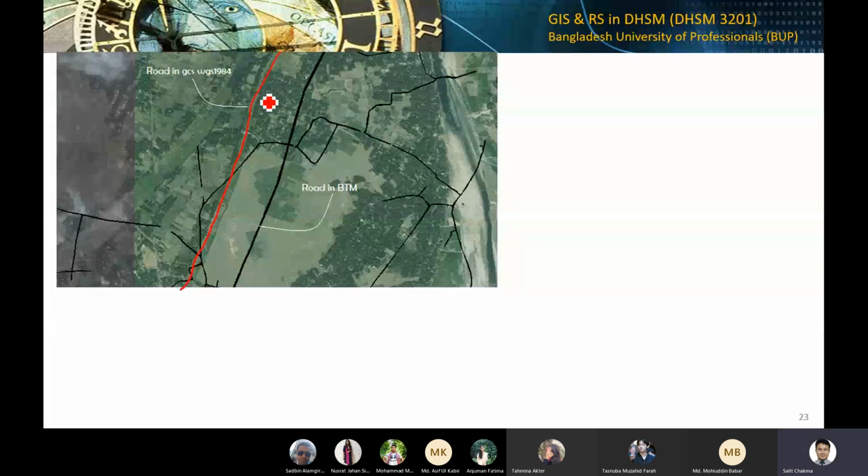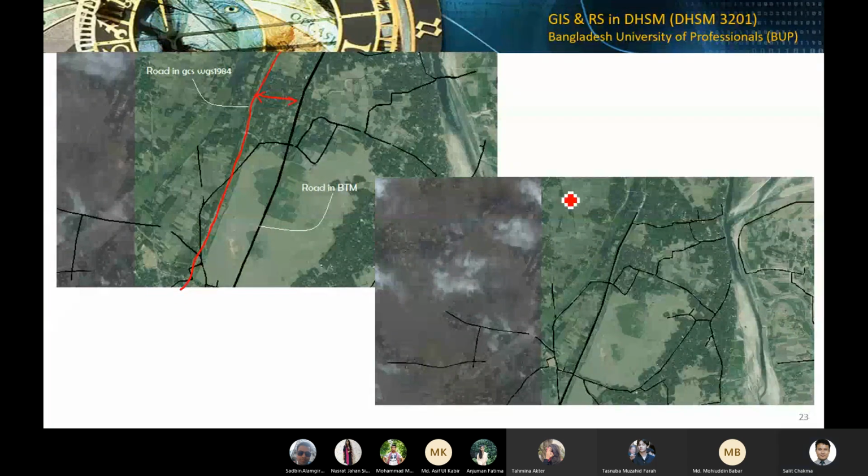And we find that there is a significant shift between the actual road in reality and BTM, since the two coordinate systems are different. Okay. Now what we do is we do the transformation. We transform this BTM data. So these are two different layers. In the background, we have the satellite image. On the foreground, we have our vector road layers. We have a shapefile.